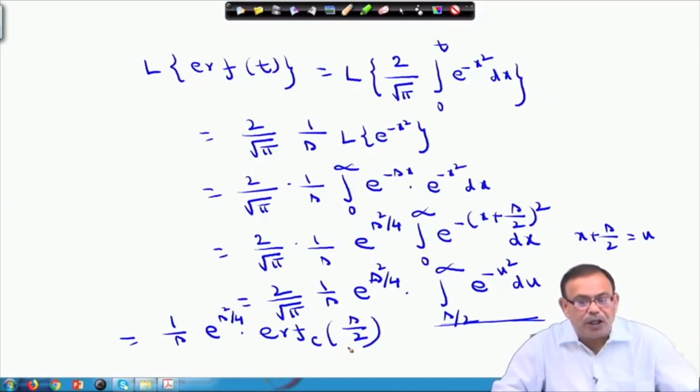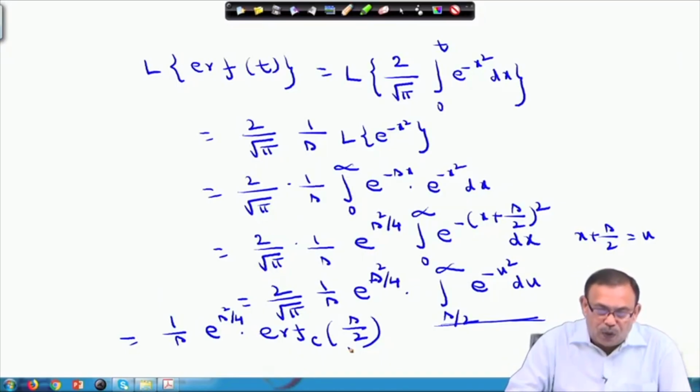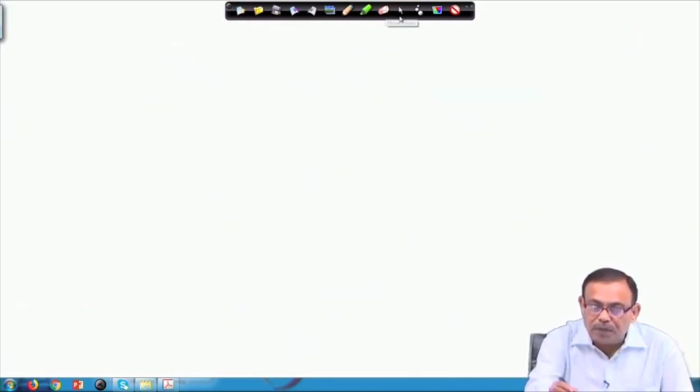So, the Laplace transform of ERF of t is equal to 1 by s e power s square by 4 into the complementary error function of s by 2. Let us see, come back again.